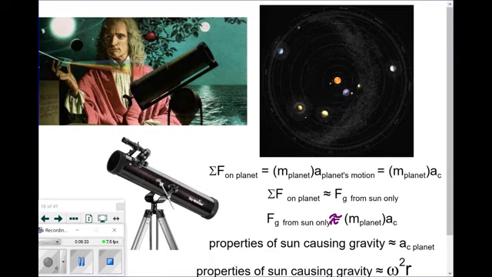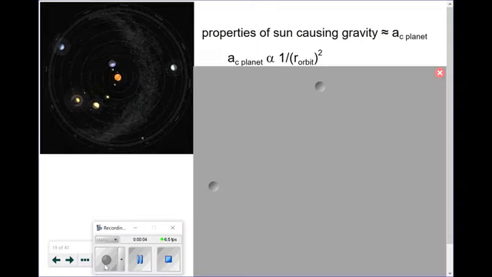So this means that the force of gravity from the sun only is approximately equal to the mass of the planet that we're observing times that planet's centripetal acceleration. And the properties of the sun are what's causing that acceleration, because the mass of the planet does not play a role with that, since it is self-canceling out. Newton then was able to compare the distance that the planets are from the sun to their personal centripetal acceleration around the sun, and saw that there was an inverse squared relationship between the distance a planet is from the sun and its acceleration around the sun.